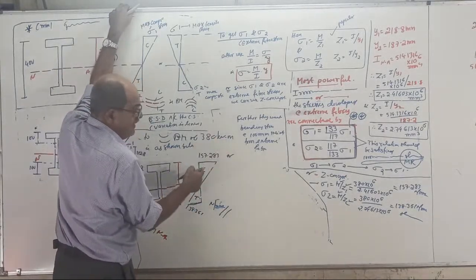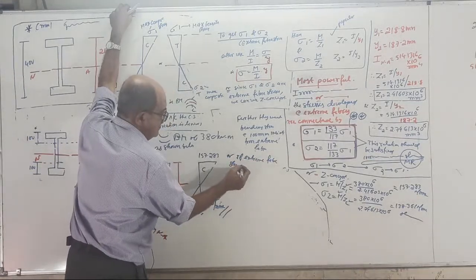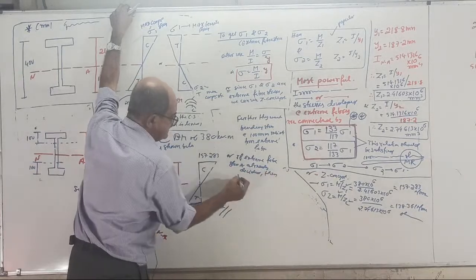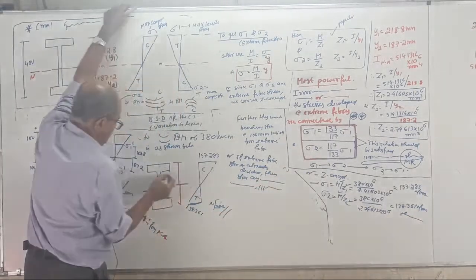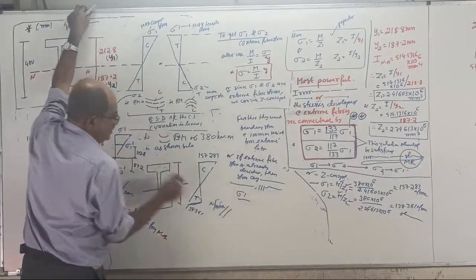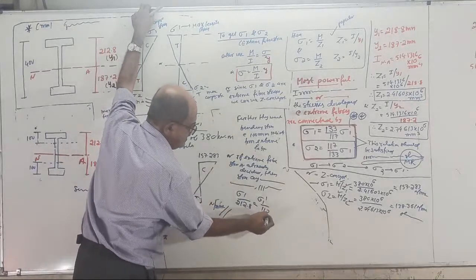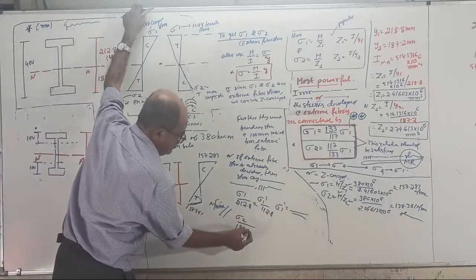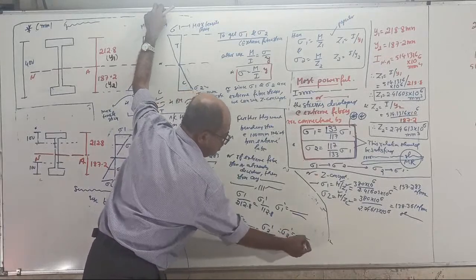See, or you can do one thing. If extreme fiber stresses are already decided, then stress anywhere inside can be directly obtained by similar triangles. Then see here, this is your sigma 1, this is your sigma 2. Sigma 1 by 212.8 equals sigma 1 dash by 112.8. You can get sigma 1 dash, or sigma 2 by 187.2 equals sigma 2 dash by 87.2. You will get sigma 2 dash. You get the same answer.